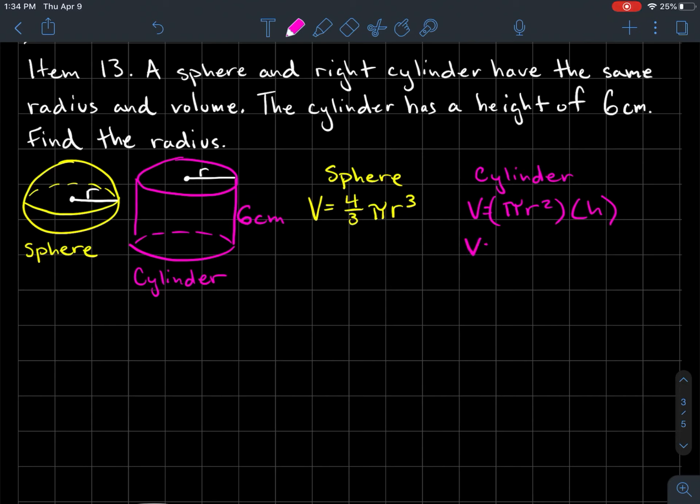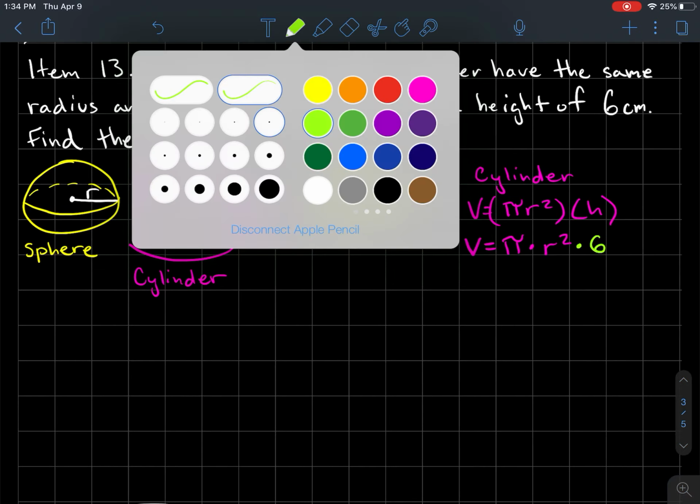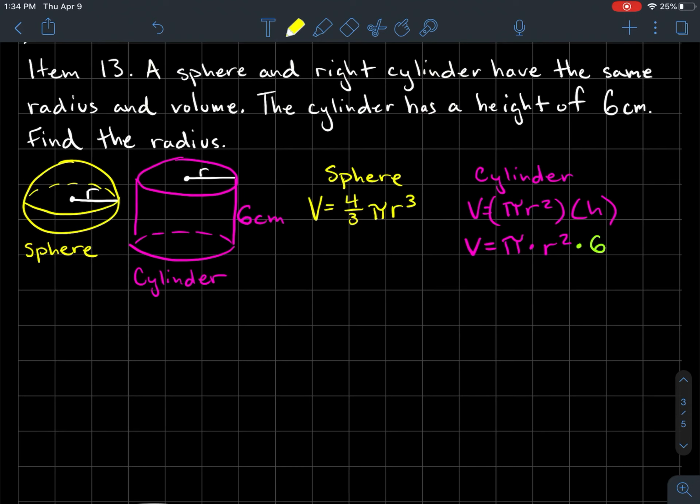So in my next line, my volume is going to be pi times radius squared, but this is the one new part. Right, the height is 6 centimeters. And I'm going to actually take out the centimeters at 6 to make it a little easier. In yellow, we haven't changed anything, right? It's still 4/3. It's still times pi, and it's still radius cubed.